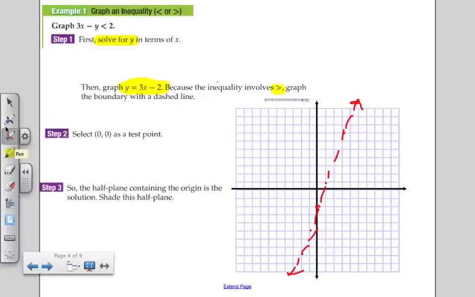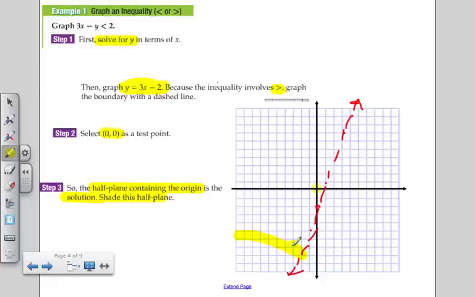Now we need a test point. Step number 2, right? We need our test point, and we're going to use 0, 0. Here's 0, 0, right there. And we'll put 0, 0 into our inequality, and we find out whether or not 0, 0 is part of the solution. Once we've determined that, we find out that the half plane that contains the origin is part of the solution. So we will shade the half that the origin's in.